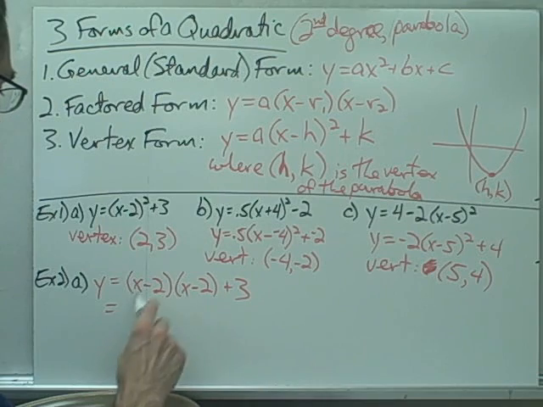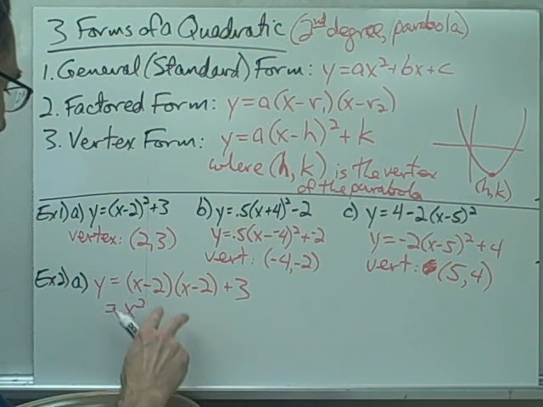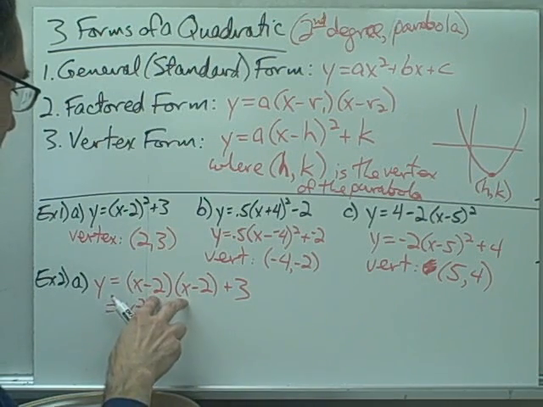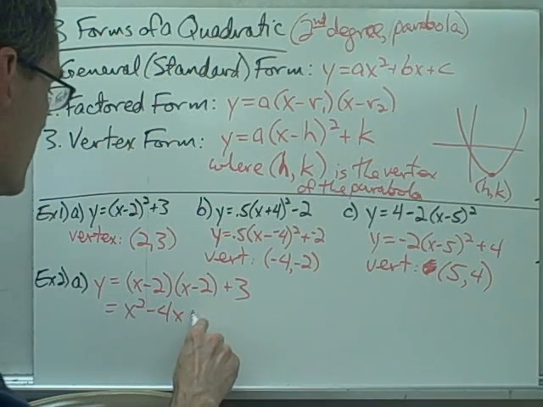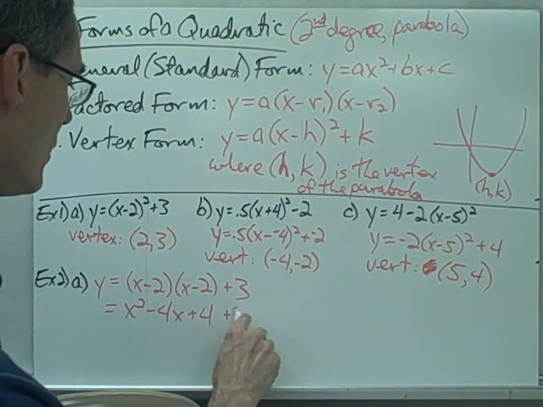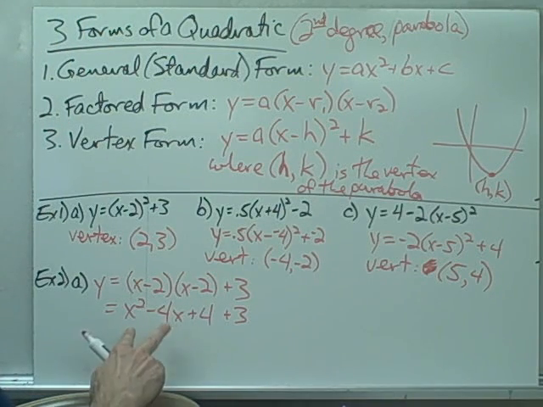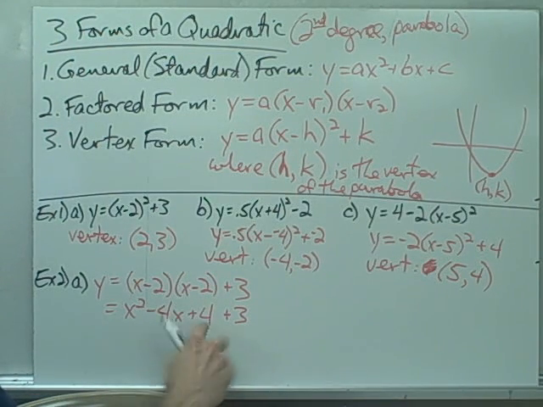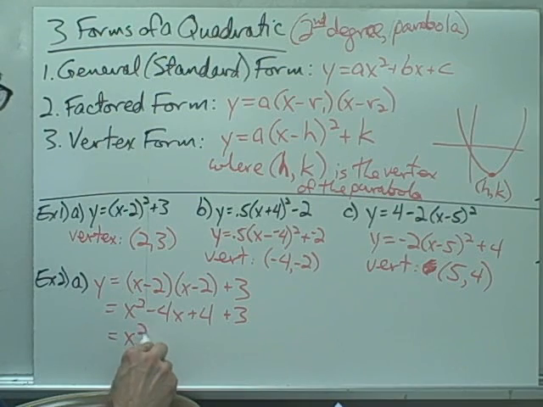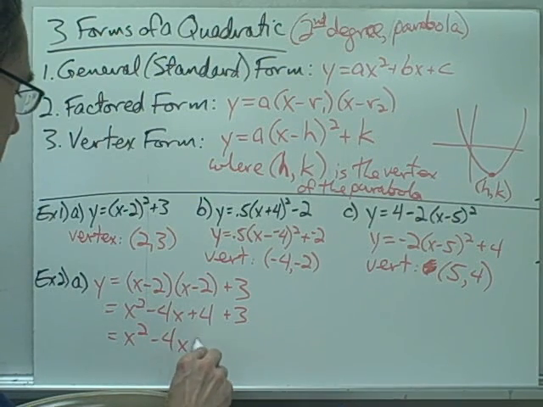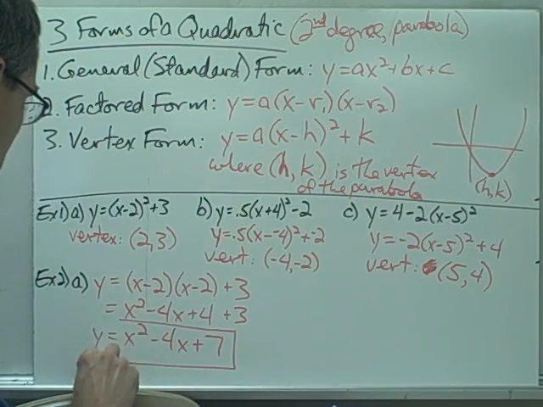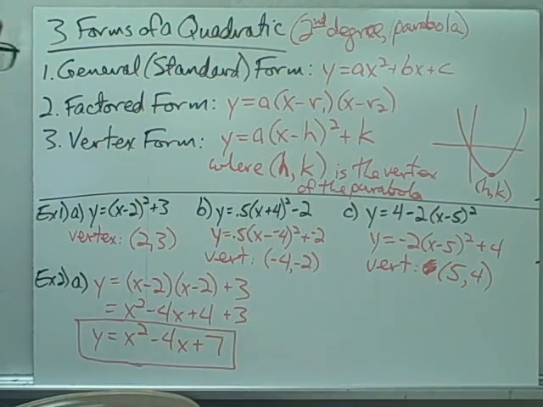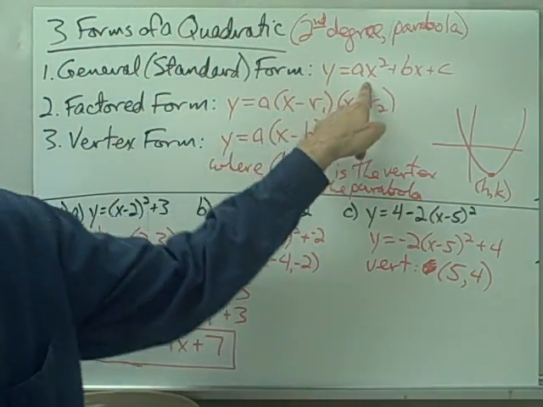So let's see, x times x is x squared, negative 2x and negative 2x is going to give me negative 4x. Negative 2 times negative 2 gives me positive 4. And then here's my plus 3. Now if I collect up all my like terms, which are just these two constant values, I get x squared minus 4x plus 7. And here I've got my equation now in standard form.